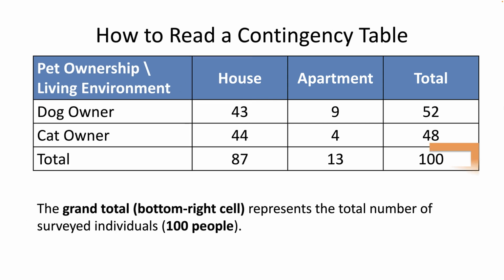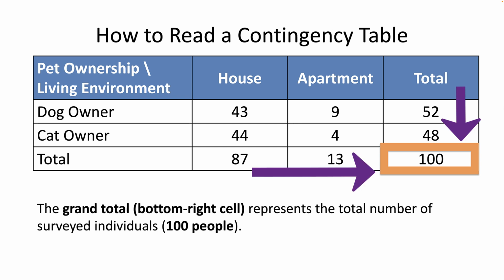The grand total, which is located in the bottom right cell, represents the total number of surveyed individuals, in this case 100 people. You should also notice that if we add the row totals and the column totals together, either way, we would get 100.